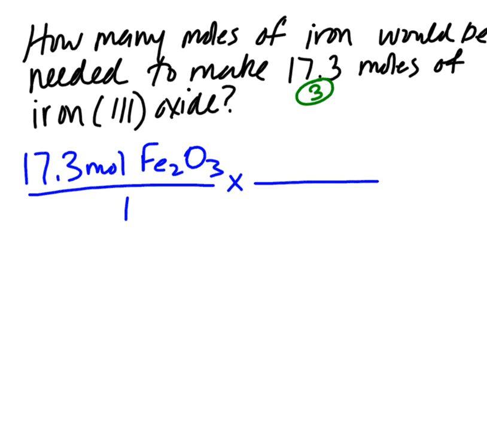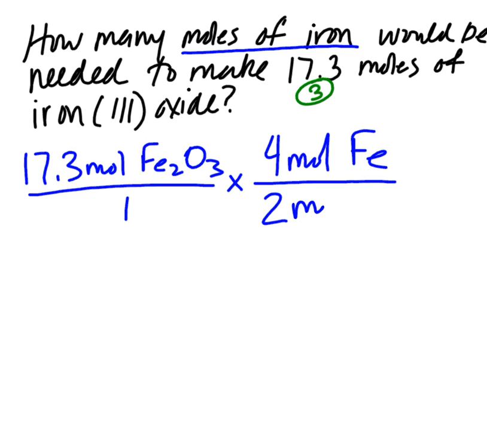Now, what am I looking for? I need the moles of iron. If I look at my equation, the number of moles of iron is 4 moles of iron, and I want to get rid of moles of iron oxide. How many moles of iron oxide do I have? I have 2 moles of iron 3 oxide.